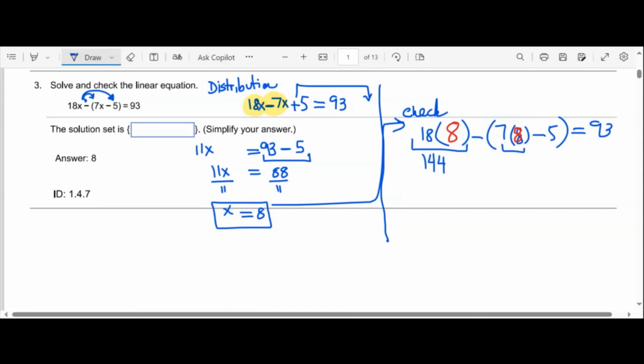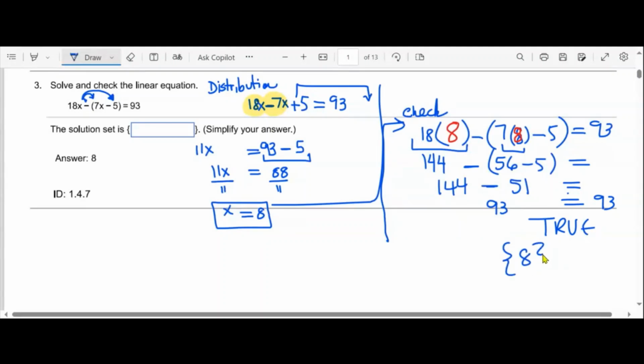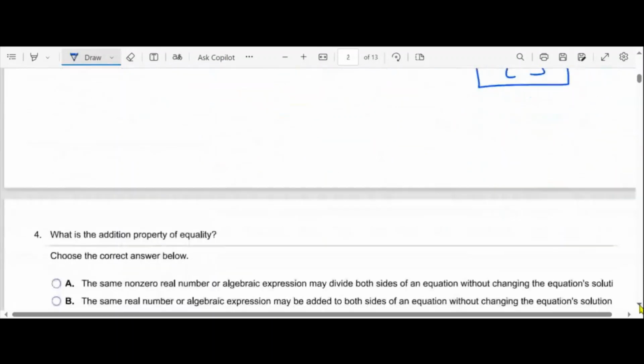Okay. Now multiply 7 times 8. How much is 7 times 8? 7 times 8 will give us 56. Take away 5 from 56? 51. So you have 51. 144 minus 51, how much will this give you? It will give us 93. So is it equal to 93? The answer is true, right? So your solution set is 8. Clear? Yes. So that's number 3. Let's go to the next one.